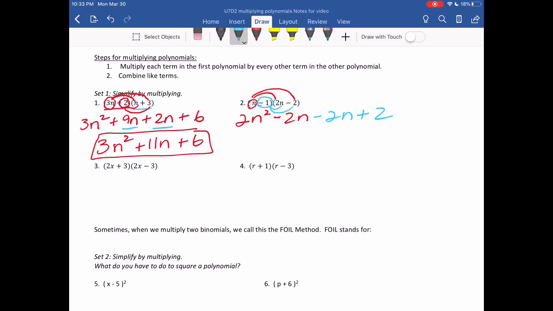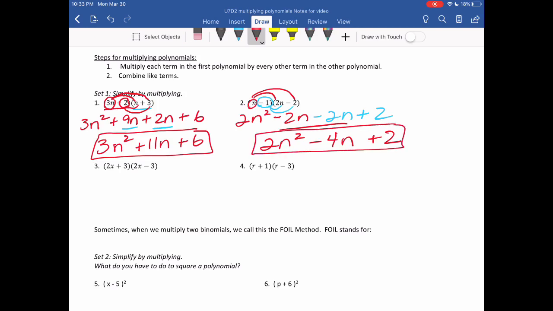So again, I'm done with step 1. I've multiplied. Now I need to combine my like terms. Here are my like terms, the negative 2n and the negative 2n. So I'm going to make sure I write my answer in descending order with the biggest exponent first, 2n squared. And then negative 2n minus 2n is negative 4n plus 2. Make sense? All right, you can pause the video now and then try the next 2 problems.